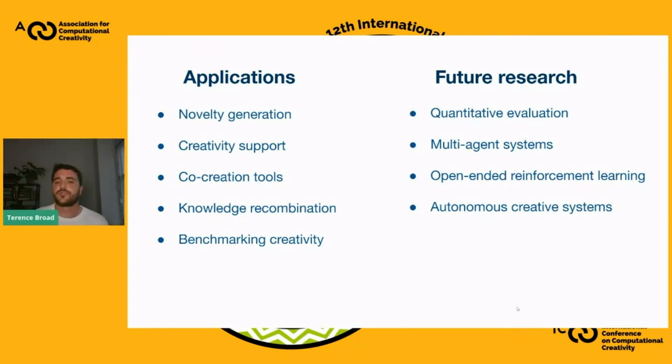For future research, if there were quantitative methods where we could evaluate these methods and compare them, that would be really useful. And then in terms of furthering active divergence methods, we think multi-agent systems and open-ended reinforcement learning could be very fruitful in future research and hopefully lead to more autonomous creative systems using deep learning.